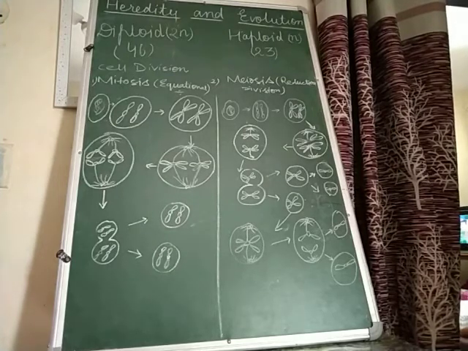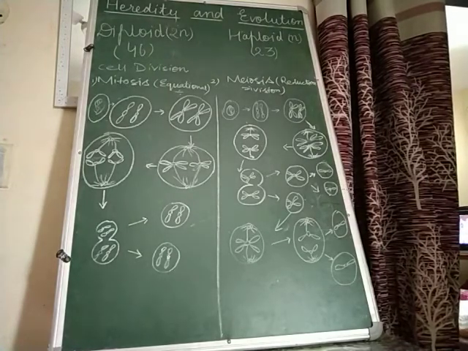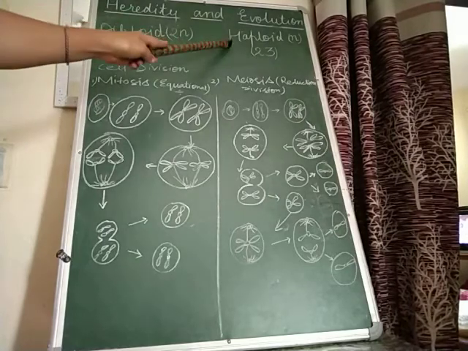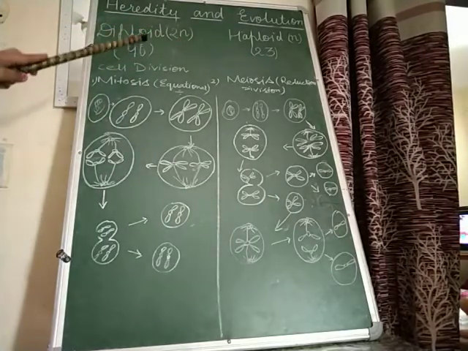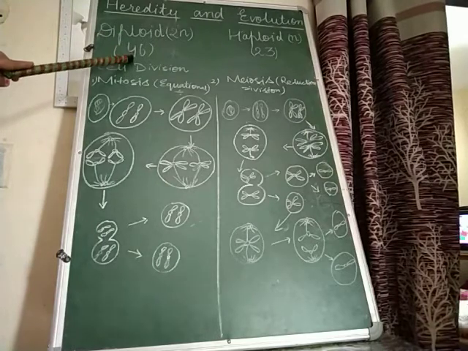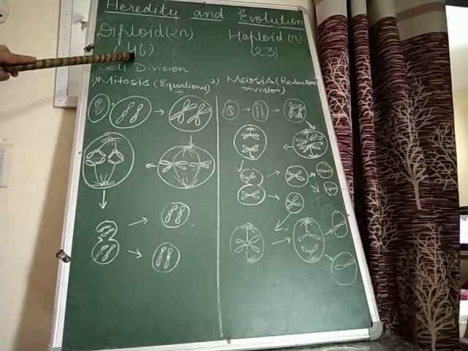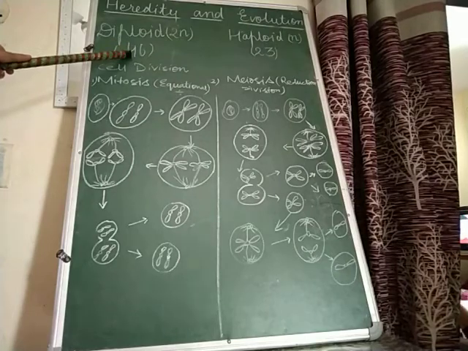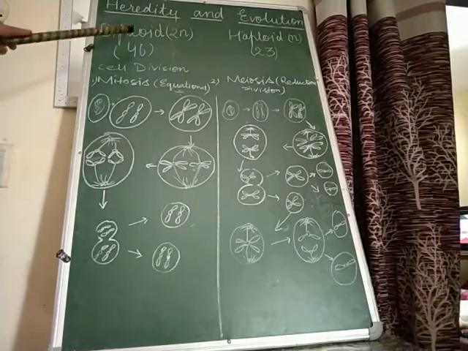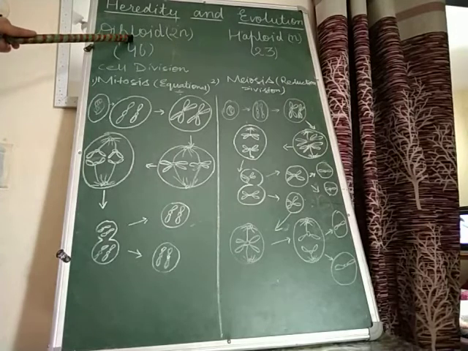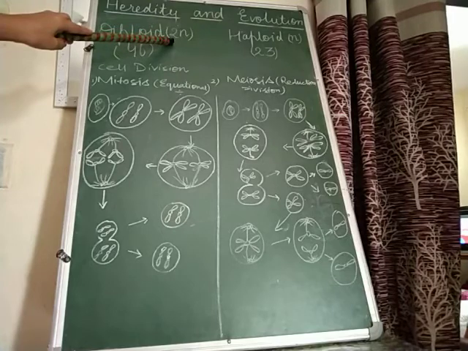Today again we are here with the lesson heredity and evolution. In heredity and evolution you will come across the terms diploid and haploid. Diploid basically deals with a complete set of chromosomes. In human beings there are 46 chromosomes, or we can say 23 pairs of chromosomes. The complete set of chromosomes present in an organism is represented by diploid, and the ploidy is called diploidy. It is represented by 2n.